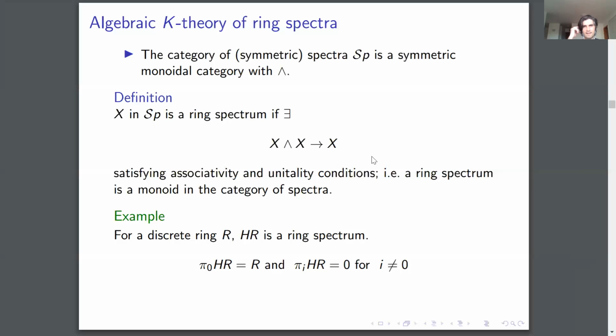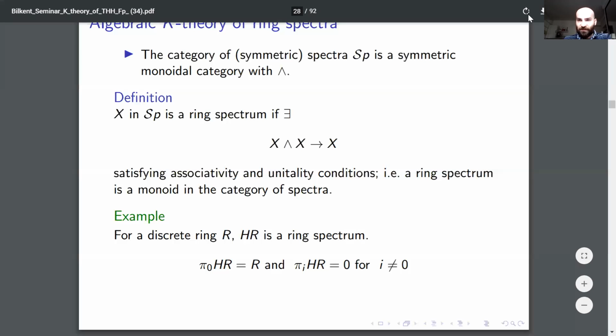Yeah, the reason I was asking is that the associativity and unital conditions are supposed to be up to homotopy, right? No. When you say up to homotopy, then you are saying that it's a ring in the homotopy category of spectra. That's what I was thinking. Yeah. No, this is on the nose. I mean, this is equivalent to A infinity algebras in spectra. So this is on the nose in the category of spectra. That's important.